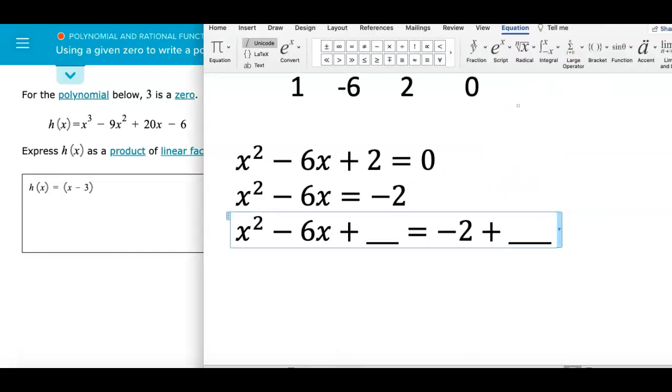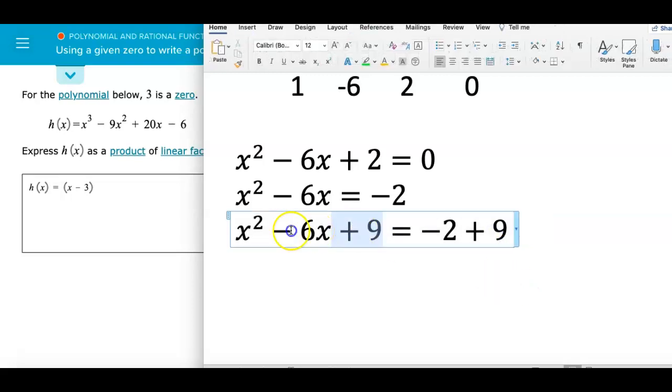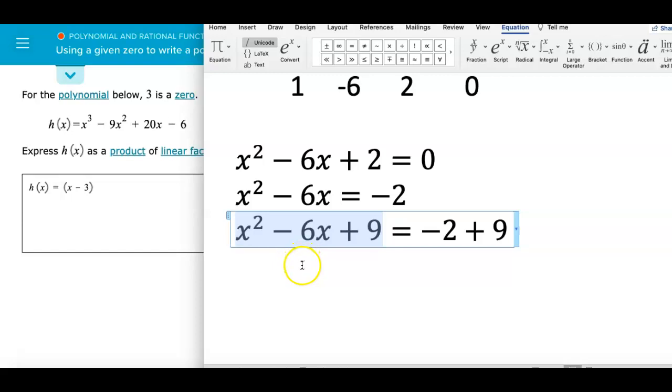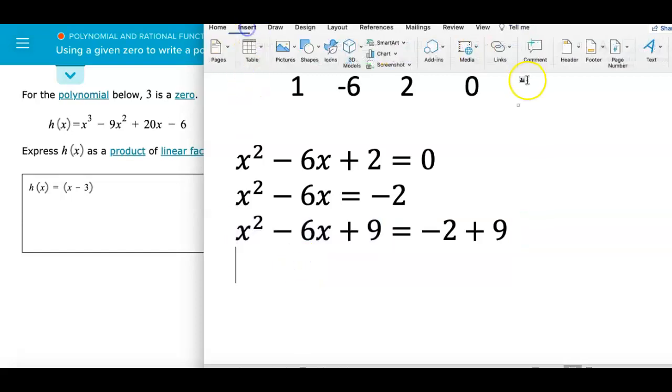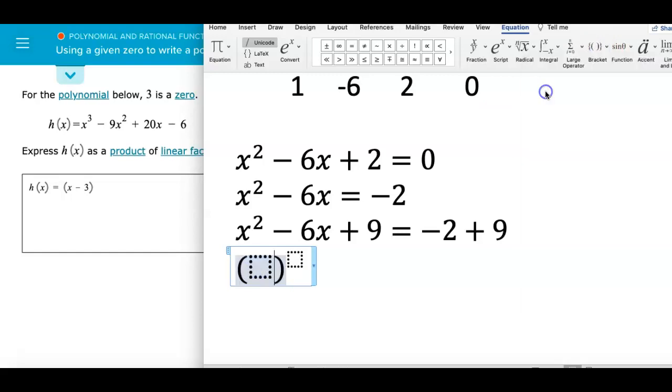Now look, to complete the square, I take half of the middle number and I square it. Half of 6 is 3. 3 squared is 9. So I'm going to add 9 to both sides. Why did I do that? Because now take a look. x squared minus 6x plus 9. This can be factored into x minus 3 squared. Okay? This is called completing the square. And 9 minus 2 is 7 on the other side.